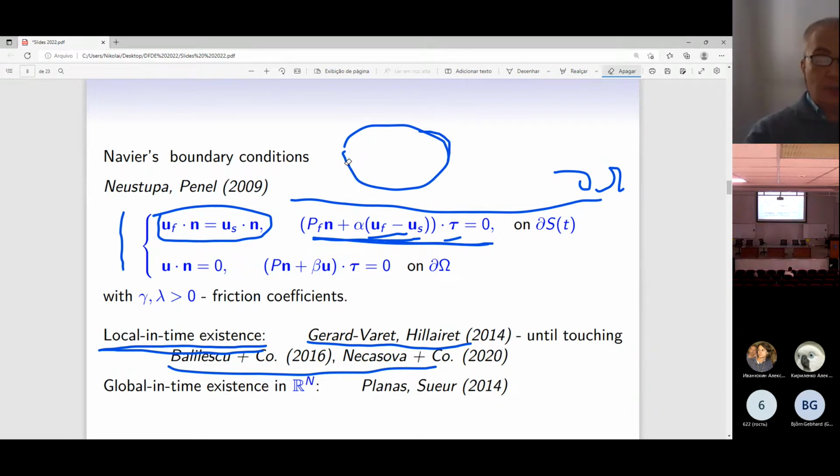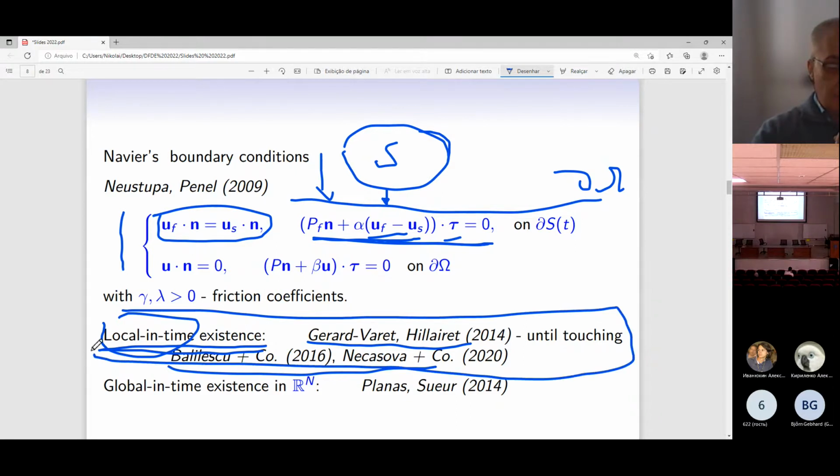if we have the motion of the solid, and at the initial moment our solid doesn't touch the boundary of the domain, then it's possible to prove the solvability result until the moment of touching of the body with the boundary of the domain. In this sense, this result has the name local in time. What happens at the moment of touching, and what happens after the touching, is not known until now.